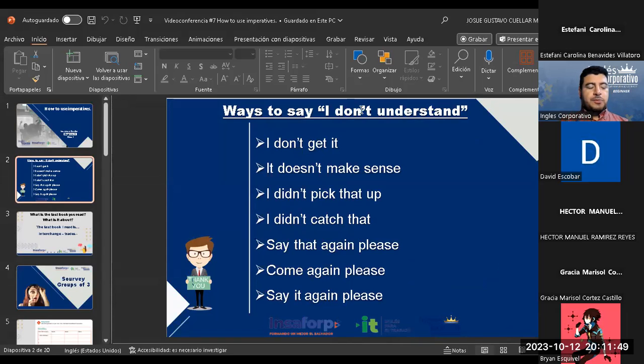But you can improve your English using different expressions, similar expressions. Podemos utilizar expresiones similares. Por ejemplo, I don't get it. Esta T de get suena como R. Get it. Pueden decir I don't get it. Pero normalmente cuando hay una T entre dos vocales, suena como R. I don't get it. It doesn't make sense. Number two. It doesn't make sense.